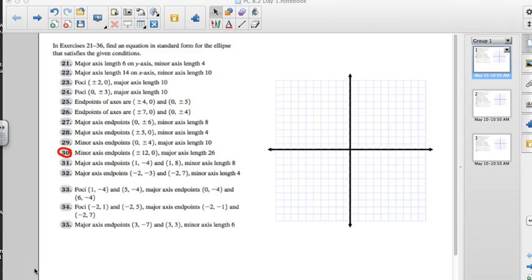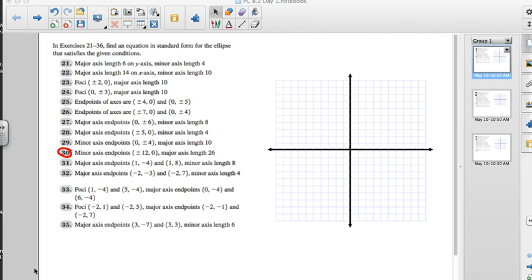These are the frequently asked questions for pre-calculus for section 8.2, day 1. And all three of them came from this group of problems. It says in exercises 21 to 36, find an equation in standard form for the ellipse that satisfies the given conditions. Now you'll notice that I have a Cartesian coordinate plane over here to the right.